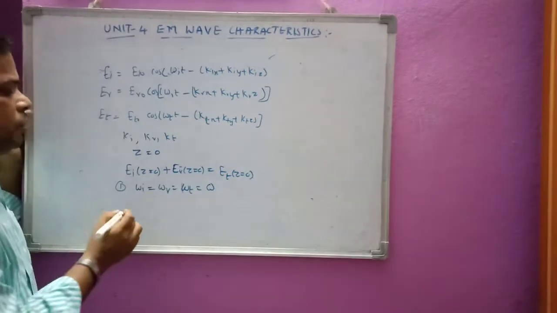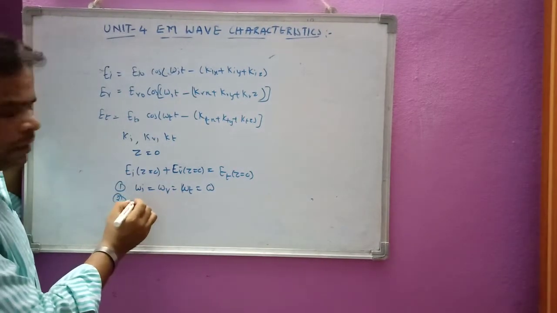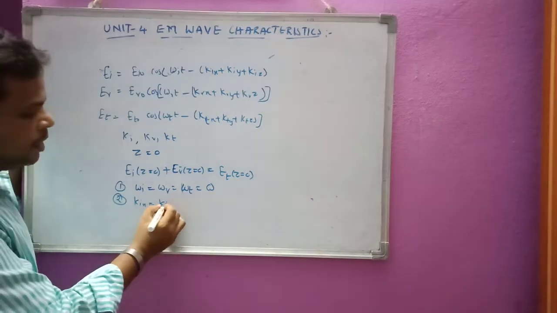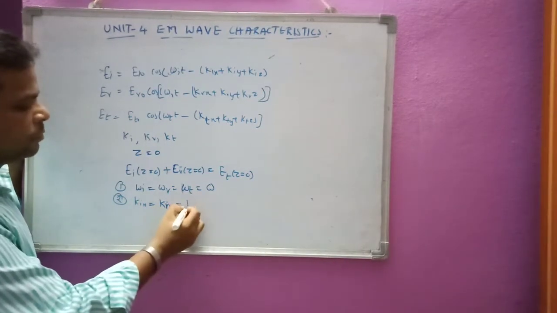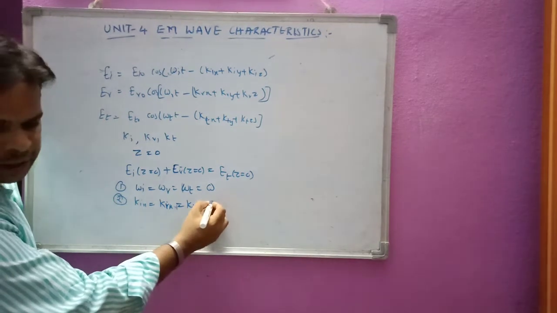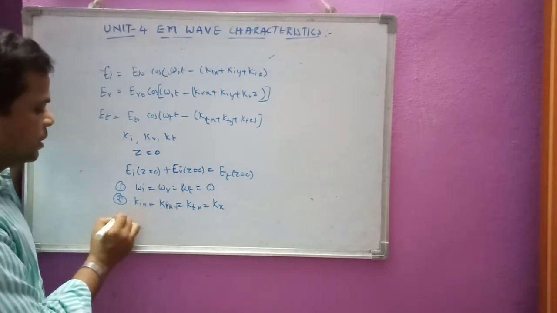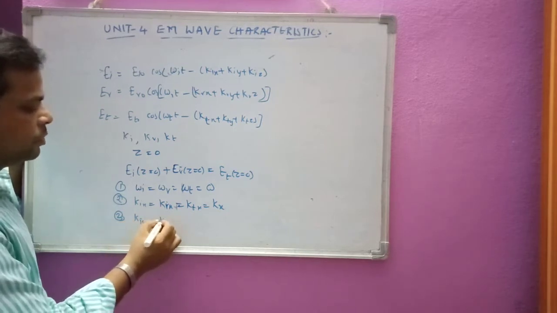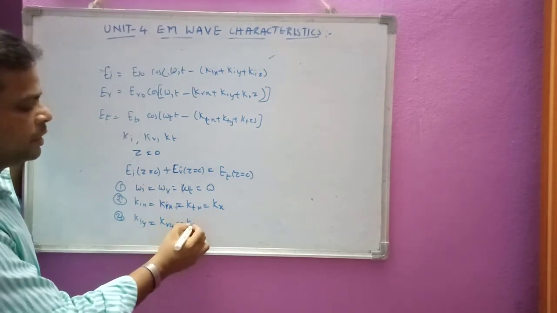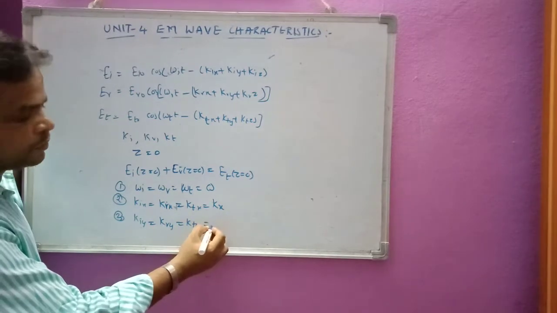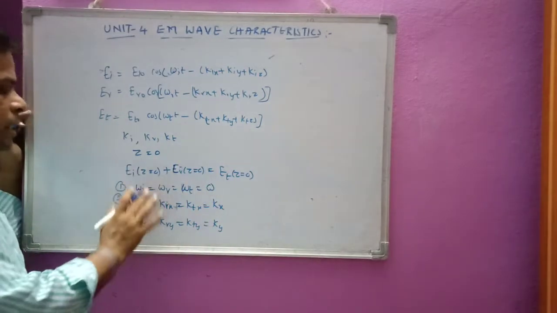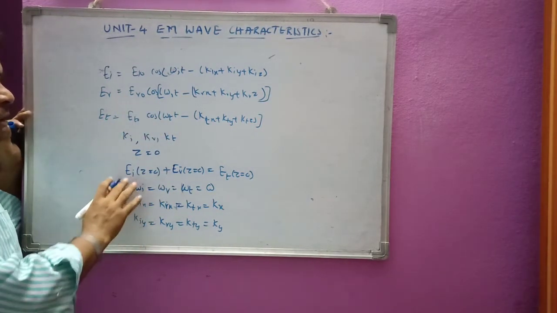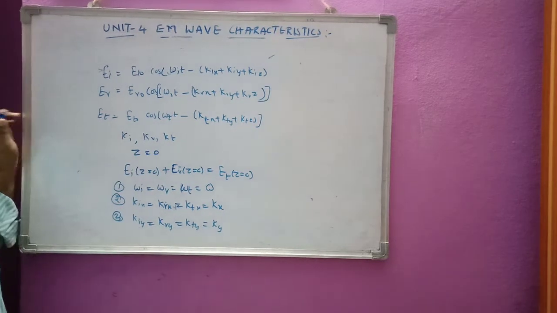Okay, it will be equivalent to omega, and similarly we are going to say that kix is equal to krx is equivalent to ktx, that is equal to kx. Similarly, the third one, that is kiy is equal to kry, that is equal to kty, that is equivalent to ky. So these are the three conditions we need to follow for the boundary conditions.